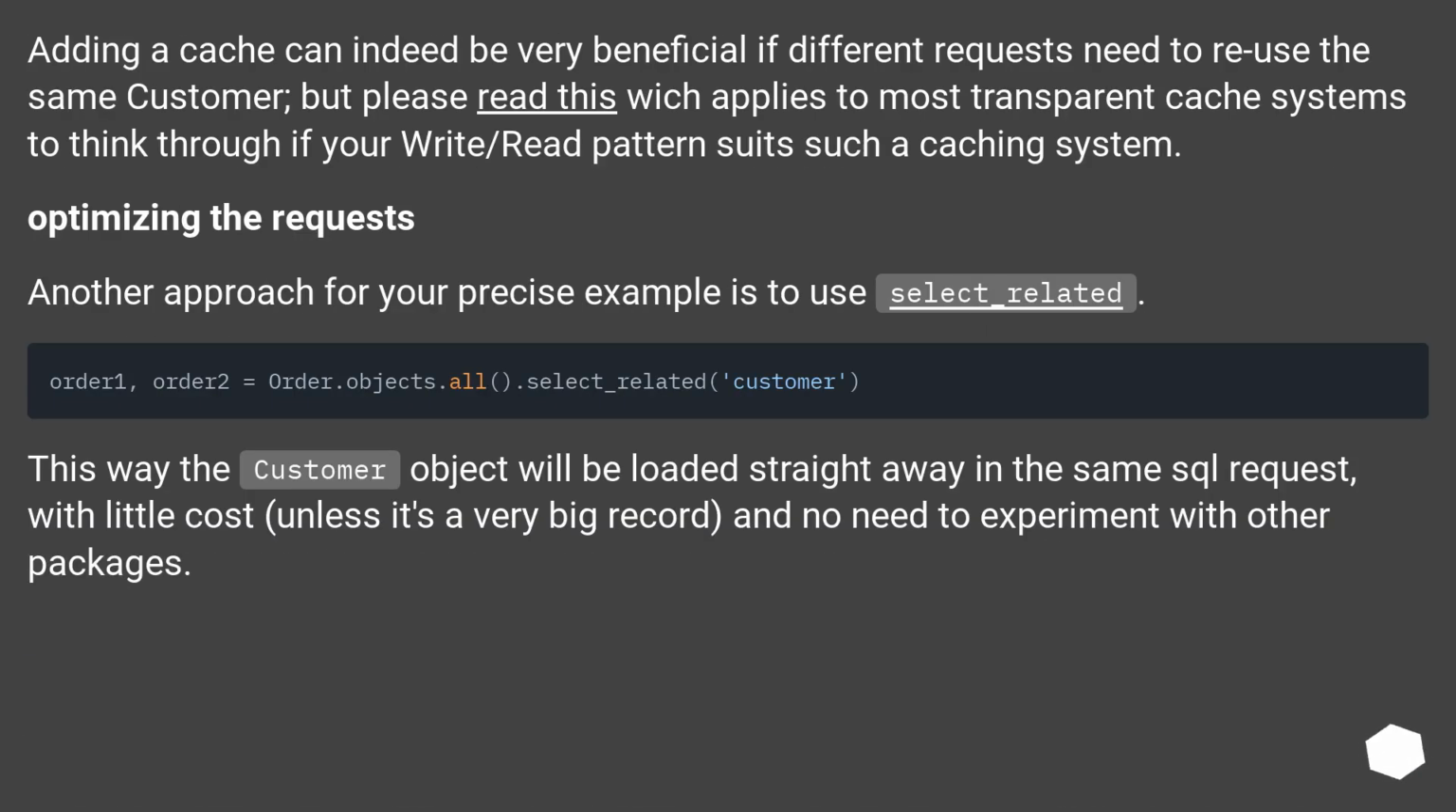Adding a cache can indeed be very beneficial if different requests need to reuse the same customer, but please read this, which applies to most transparent cache systems, to think through if your write/read pattern suits such a caching system. Optimizing the requests. Another approach for your precise example is to use select_related. This way the customer object will be loaded straight away in the same SQL request, with little cost, unless it's a very big record, and no need to experiment with other packages.